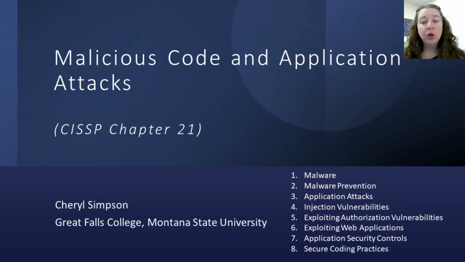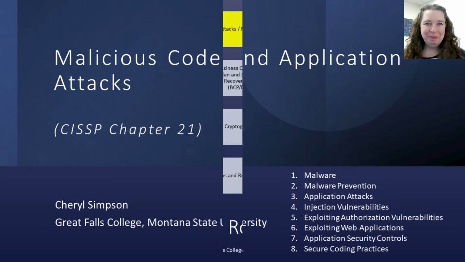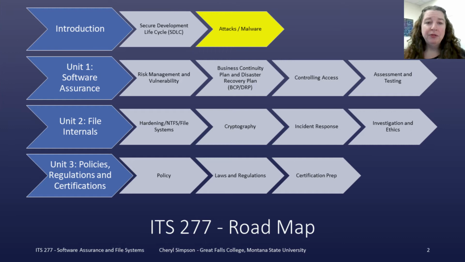In this section, we're going to discuss malware, prevention, application attacks, and then just touch on a lot of different attacks and different ways that you can protect yourself from those from a software point of view. Let's get started. Following our roadmap for the ITS 277 class, as you can see, we're finishing up the introduction with this chapter on attacks and malware before we start really getting into our software assurance.